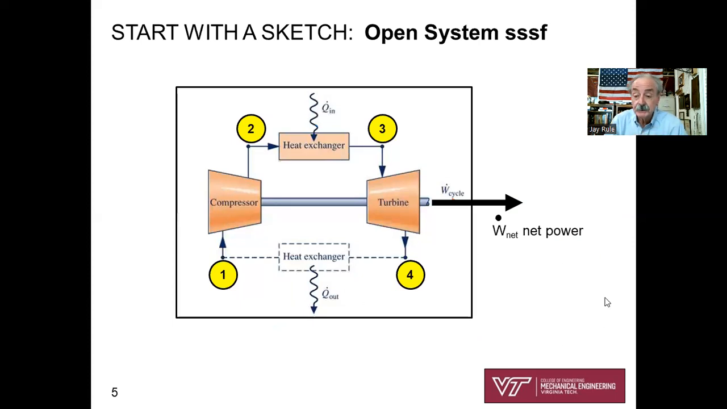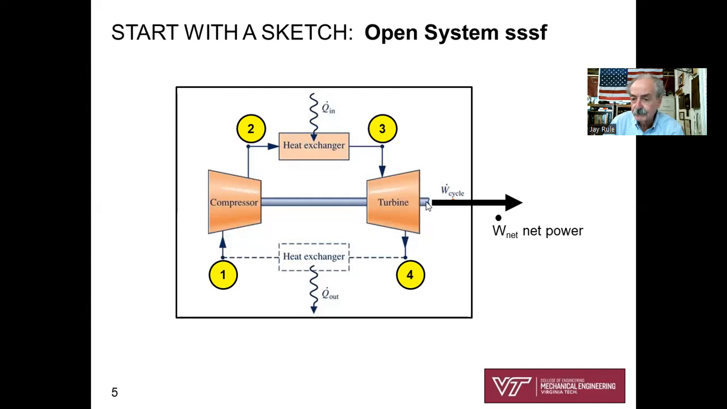And here's the textbook sketch depicting what we just saw in cutaway view. Here's the compressor, air coming in at state 1 to the compressor, increasing the pressure to state 2, going into a heat exchanger. This is the model of the combustion chamber where we're adding heat. State 3 goes into the inlet of the turbine. State 4 leaving the turbine.